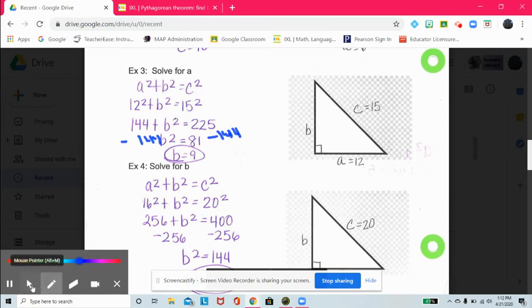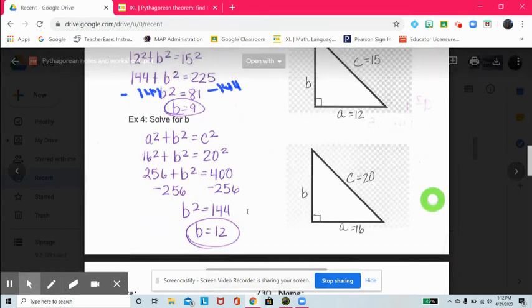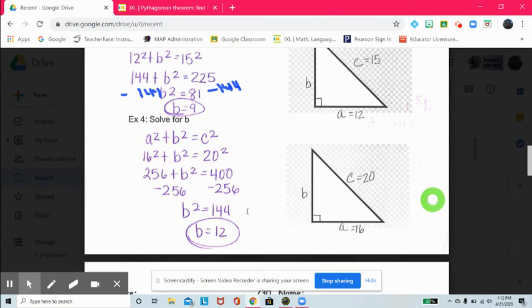That is how you would find a leg. And here's one more example. A squared plus b squared equals c squared. That's the equation you're going to use, Pythagorean theorem, every single time. This time our leg is 16, so 16 squared plus b squared equals 20 squared, which is our hypotenuse. 16 times 16 is 256, plus b squared equals 20 times 20, which is 400. Subtract 256 from each side. You get b squared equals 144. Take the square root, and you will get b is equal to 12.